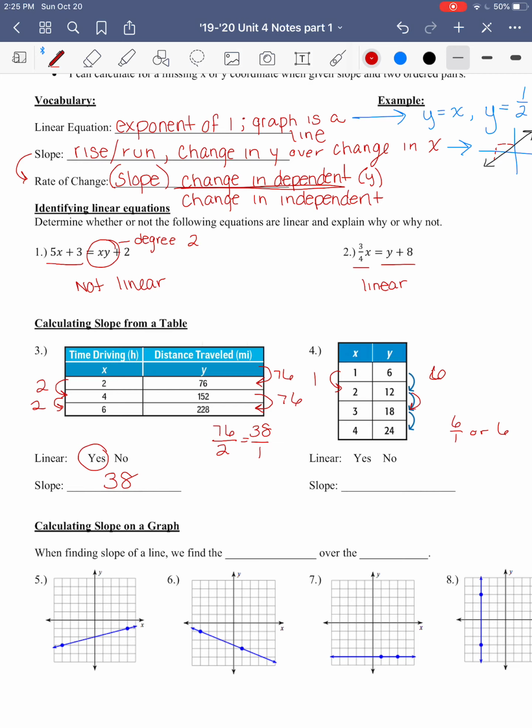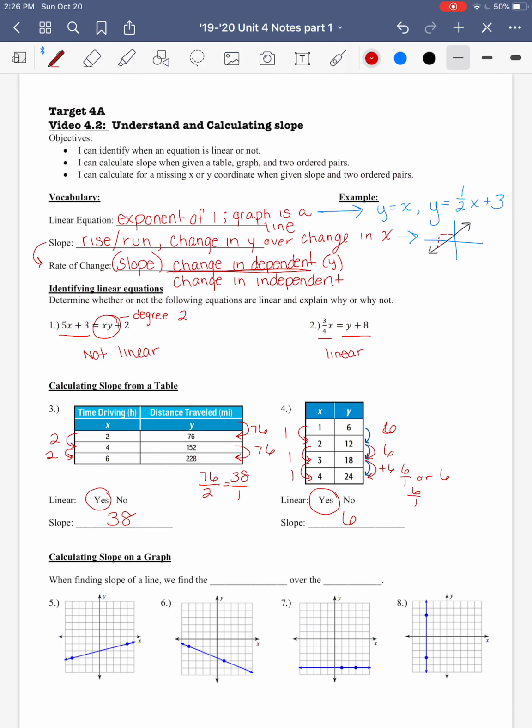From 12 to 18, again, it's up by 6. 2 to 3 is 1. So it is still 6 to 1. And then 18 to 24, still going up by 6. And then from 3 to 4, going up by 1. So it is linear because my slope is staying consistent and my slope is 6.